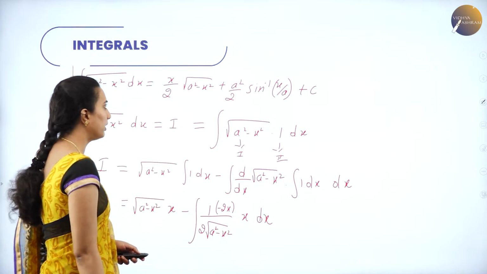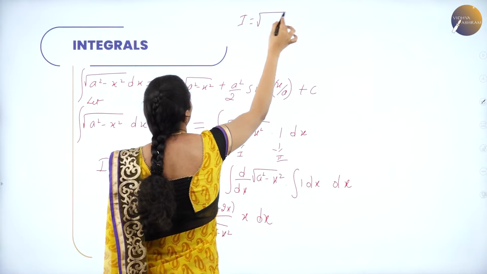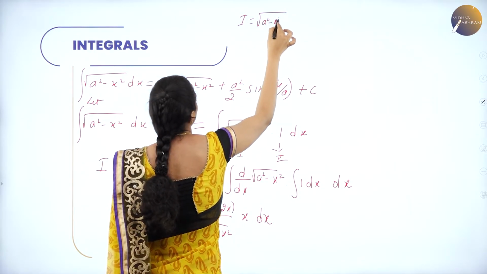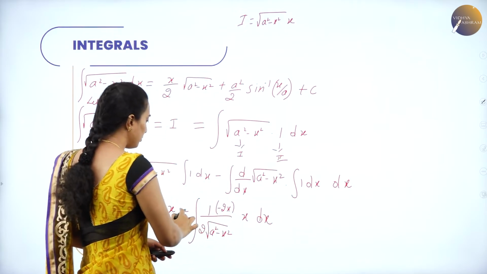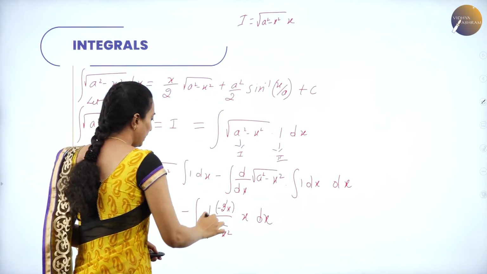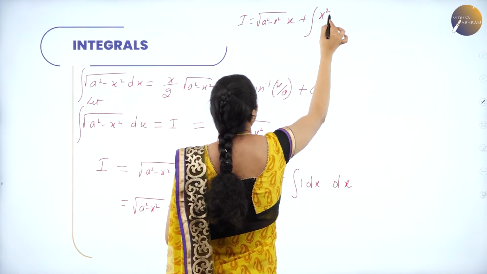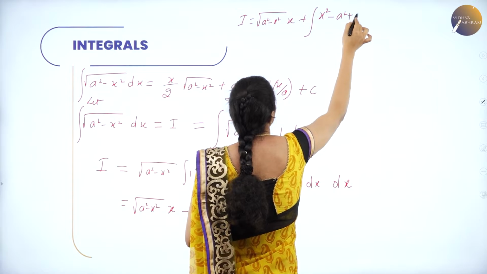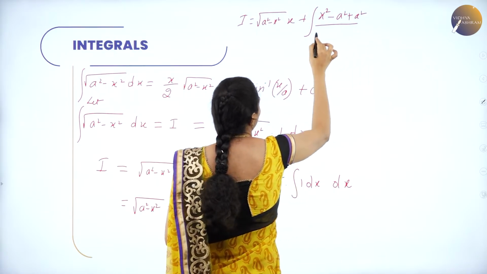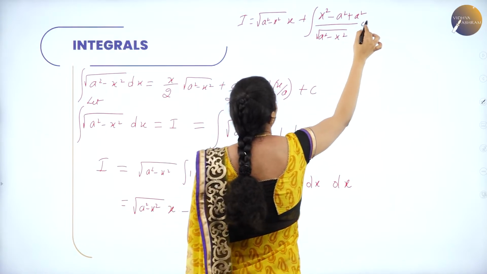Now again, this will become what? I will be is equal to under the root of a squared minus x squared into x. Now again segregate and see: minus into minus is plus, 2 will get cancelled, right? So plus x into x is x squared. I am going to subtract a squared and add a squared, now divided by under the root a squared minus x squared, into dx.